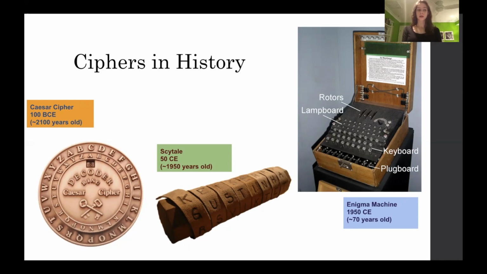The Caesar cipher uses a single alphabet and is usually a simple transposition. We'll learn exactly what this means later. For example, the letter B will be represented by the letter F. This cipher was developed around 100 BCE, so it's about 2100 years old. The Caesar cipher is a kind of monoalphabetic cipher because it uses one alphabet, as mono means one.